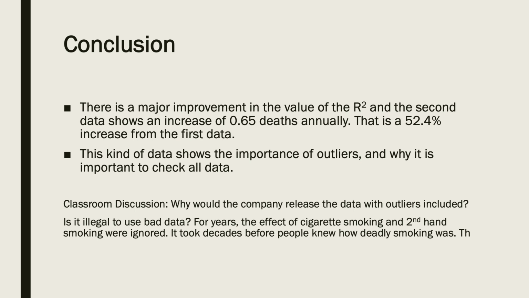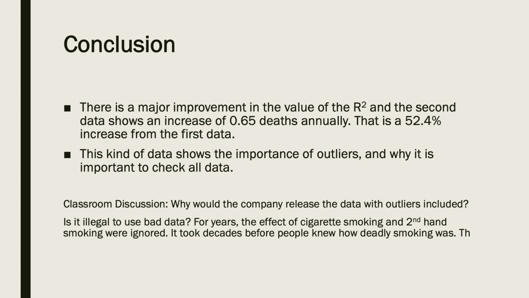So this is again to show the differences. When companies release data to us, and when we get information, it's very important for us to look for anomalies and look for outliers, because it can make a major difference. Like in this case, there's a 52.4% increase from the first data in the number of people that can die, based on deciding to remove the outliers or deciding to keep the outliers.